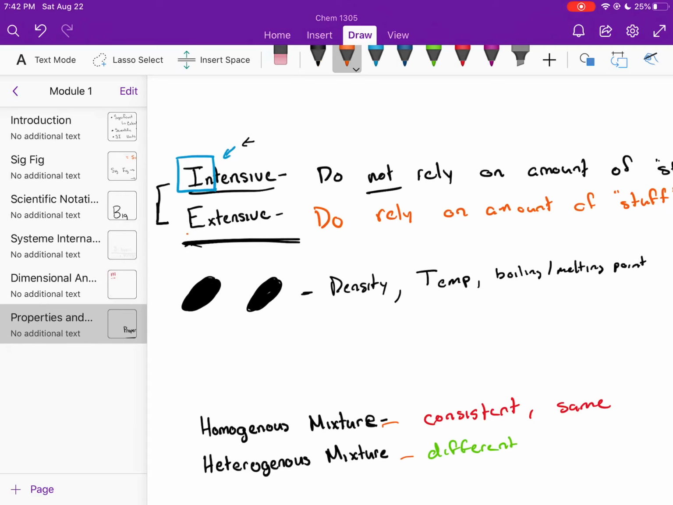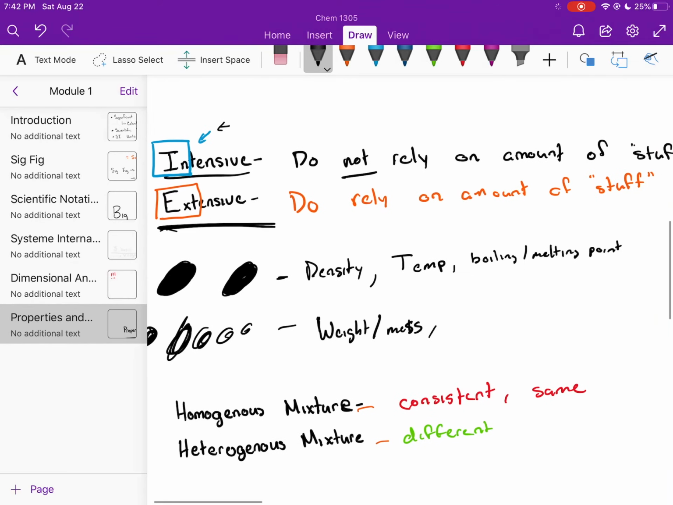But extensive, it's external. So the more you add, the more it'll change. Say instead of 2 rocks, we have 50 rocks. What properties can you name off the top of your head that you might think are extensive? If I had 50 rocks, what will change? Well, you might think, oh, I can't carry 50 rocks because the weight and mass would change. You can carry 2 rocks, you can't carry 50.